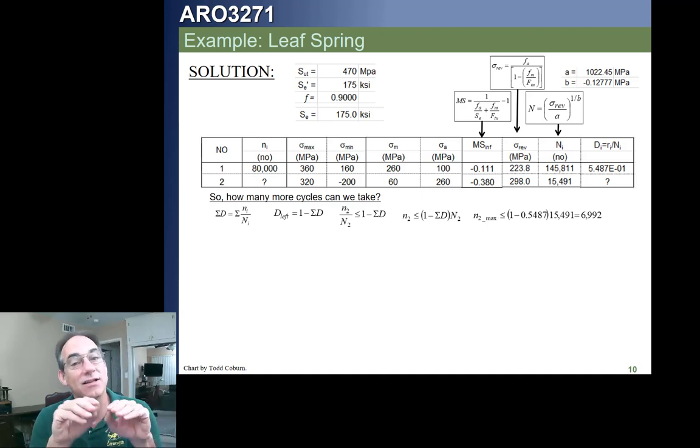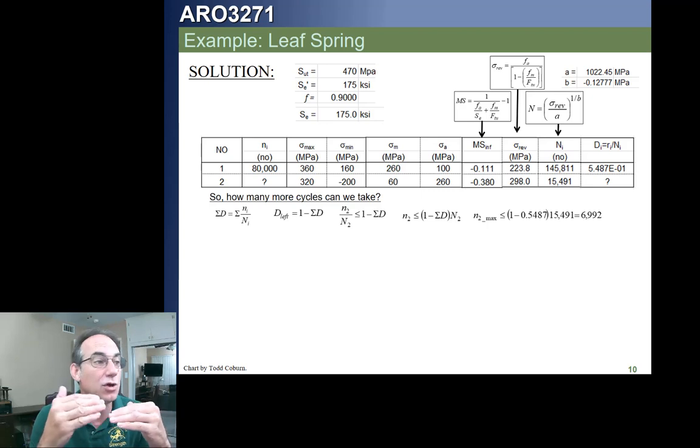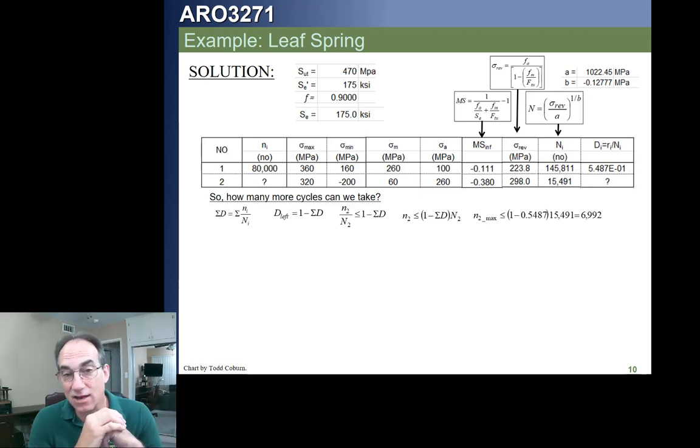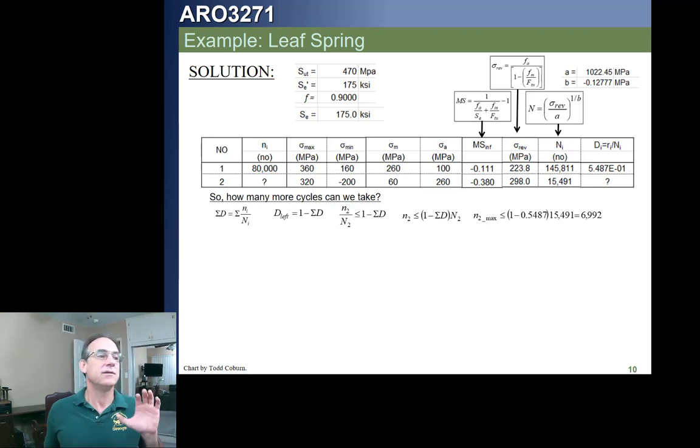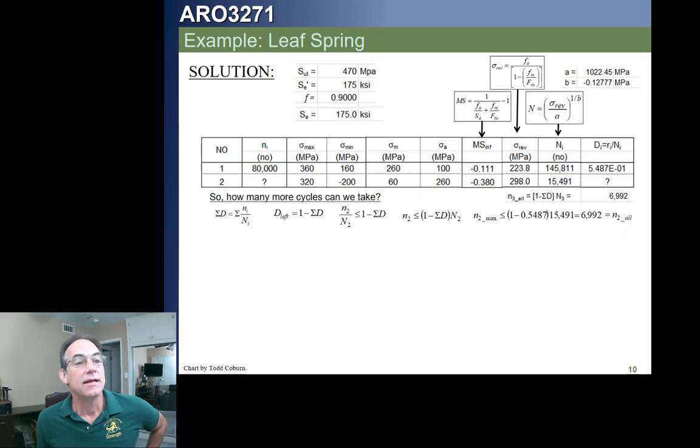If cycle 2 acts alone, it's good for 15,000 cycles, roughly. But if cycle 2 follows this other stress level, cycle 1, and 80,000 repetitions of that, then it's only good for 6,992 cycles, because cycle 1 damaged the part. Got that? Okay. All right.